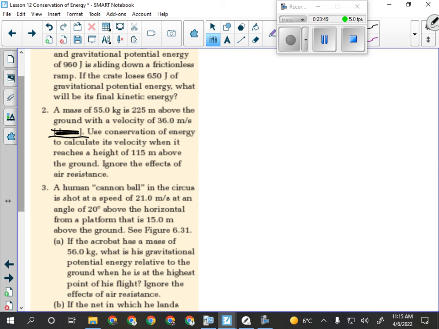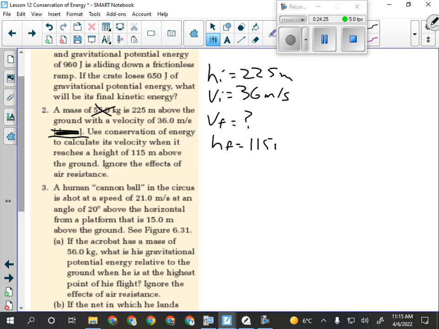So we've got a mass of 55 kilograms, also something we won't need because we're not calculating energy. We would need it if they asked us to calculate the final kinetic energy because mass is part of that. But in this case, we don't need it. So we know its initial height is 225 meters. Okay, we know it's moving at 36 meters per second. And we're looking for its, well, not velocity, but speed when it is 115 meters above the ground.